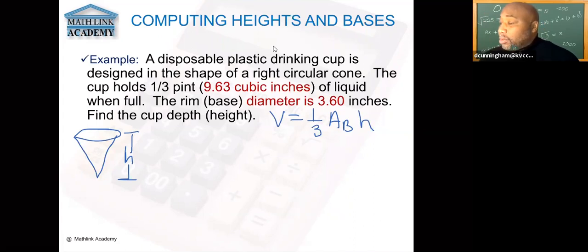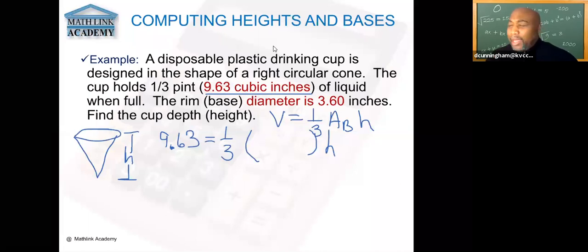So what we know is that 9.63, in our case, is the volume, which is equal to 1/3 times the area, whatever that looks like, times the height. Now to find the area of the base, our base will be a circle, and we need to know how to find the area of a circle. The area of a circle is pi times r squared.